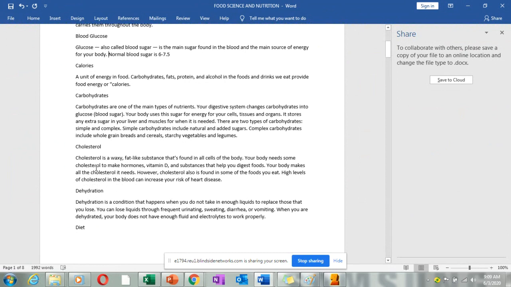Cholesterol is a waxy fat-like substance that is found in the cells of bodies, and your body needs some cholesterol to make hormones and vitamin D. Okay, we have some good cholesterol, and we also have some bad cholesterol. So high levels of cholesterol in the blood can also increase your risk of heart disease. So the good cholesterol, we call it the high density lipoprotein. High density lipoprotein. So I'll be looking at that now.